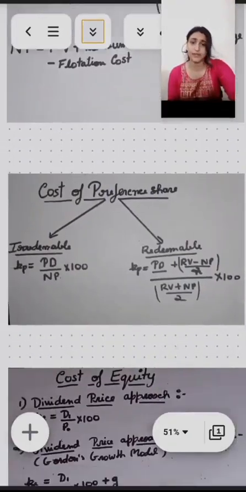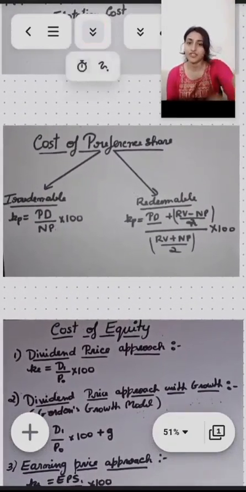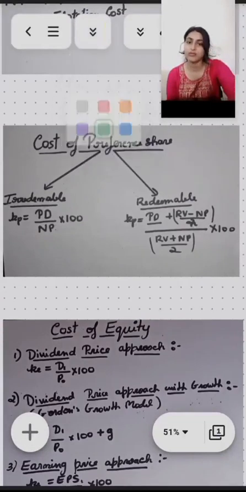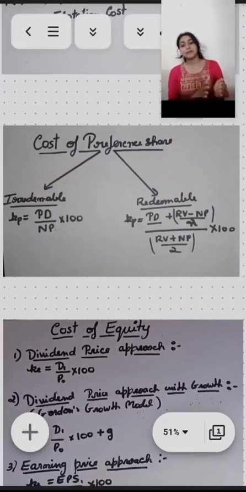The next one we have is the cost of preference shares. Cost of preference shares is also divided into two. We have irredeemable preference shares as well as redeemable preference shares. Irredeemable preference shares are those which cannot be bought back by the company, whereas redeemable preference shares are those which can be bought back by the company during the maturity period. Okay, it may be 5 years, 10 years as per the agreed terms.